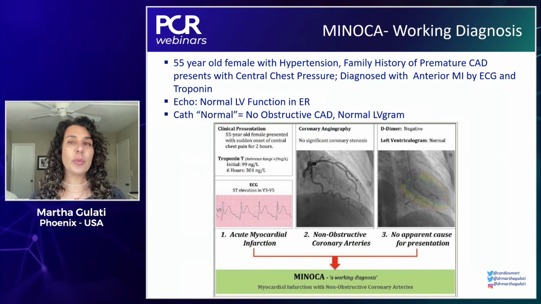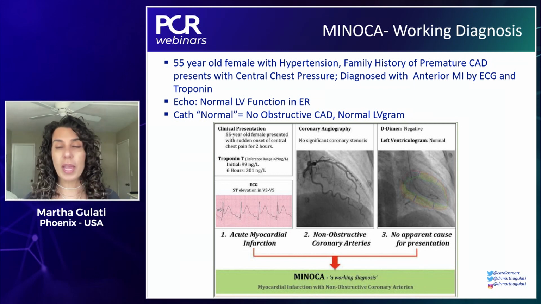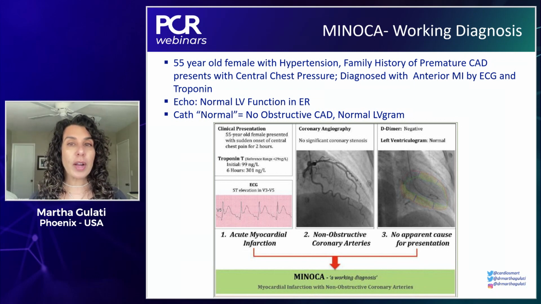So let me just share with you a case, and we see these cases all the time. This is just one MINOCA case that I pulled. This is a 55-year-old female. She has hypertension, a family history of premature coronary disease, and she presents to the emergency room with central chest pressure. And she's diagnosed with an anterior myocardial infarction by the EKG, which you can see down below, with ST elevation, and she has elevated troponin.